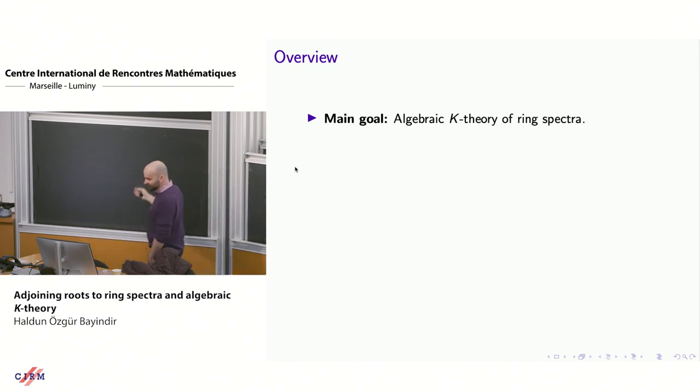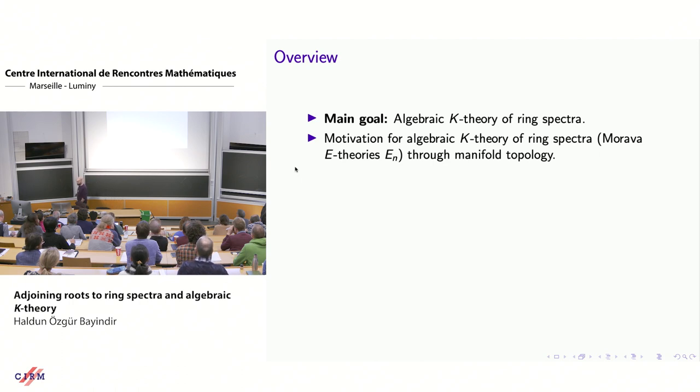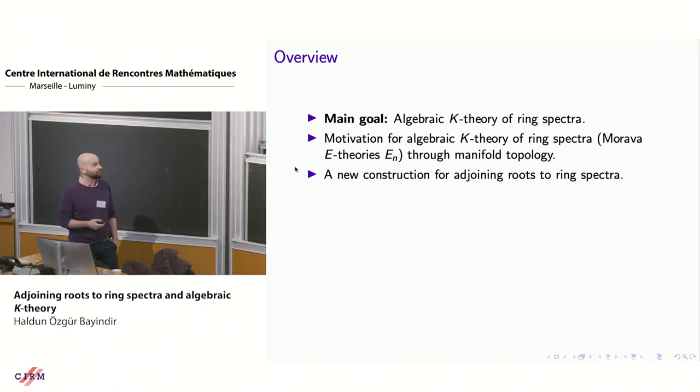So very generally speaking, the goal of this project is to work on algebraic K-theory of ring spectra. I'll actually start by giving motivation for studying K-theory of ring spectra, a motivation that comes from manifold topology. And so this work begins with a construction for adjoining roots to ring spectra. We show that many examples of interest for this program can be covered through this root adjunction formalism.